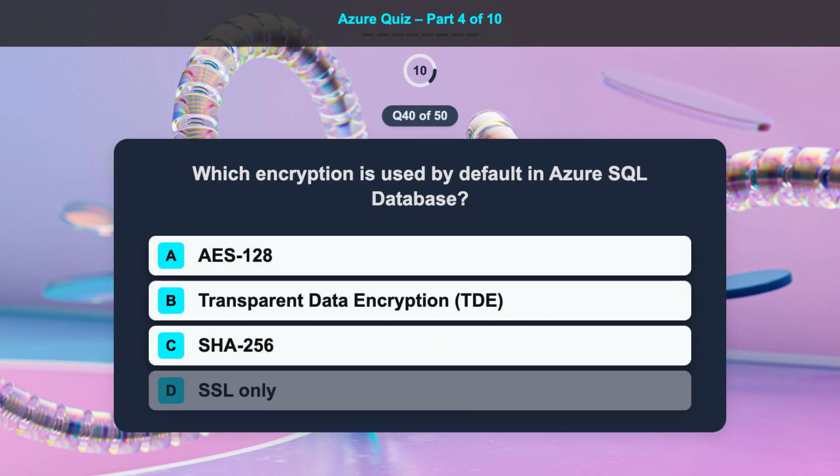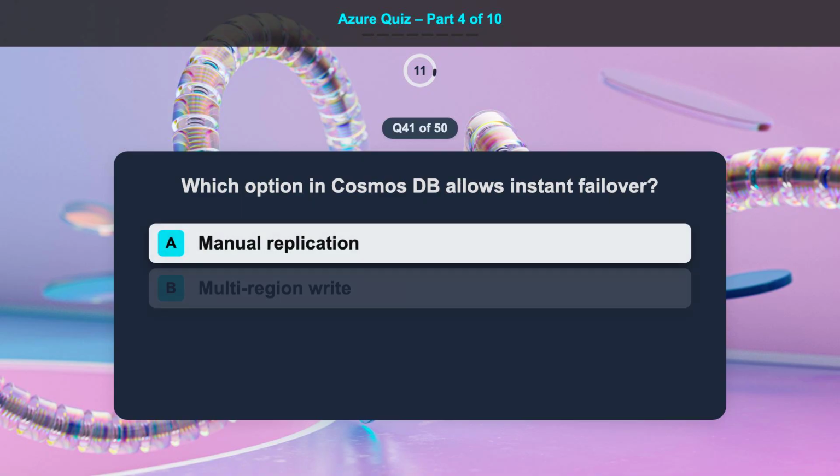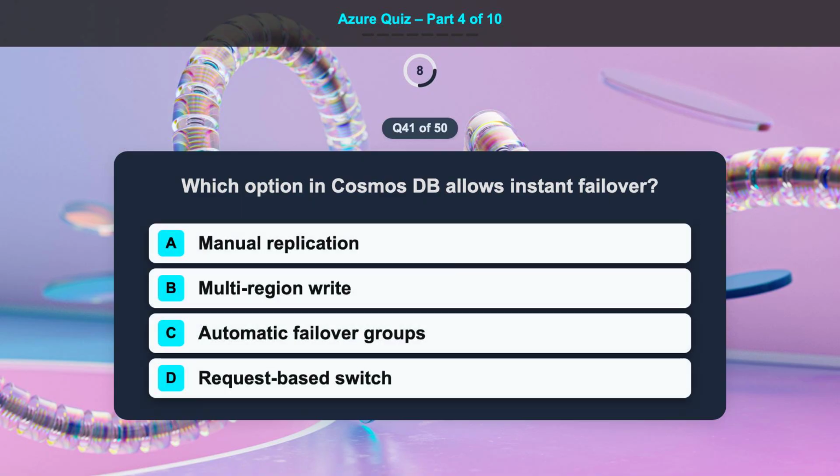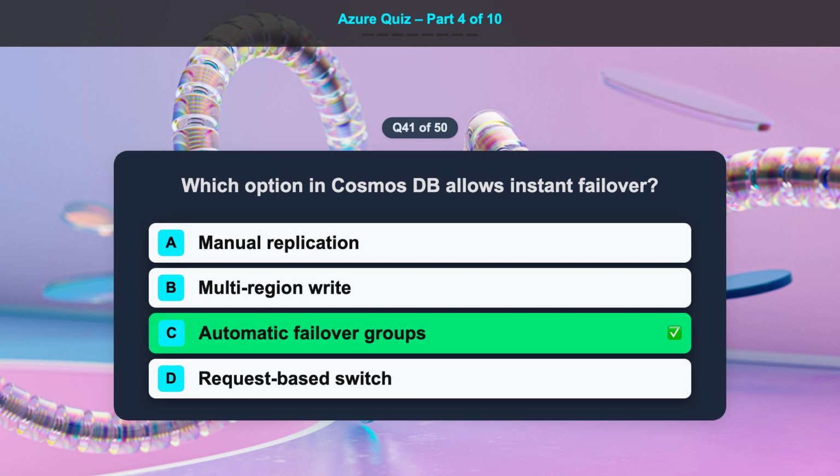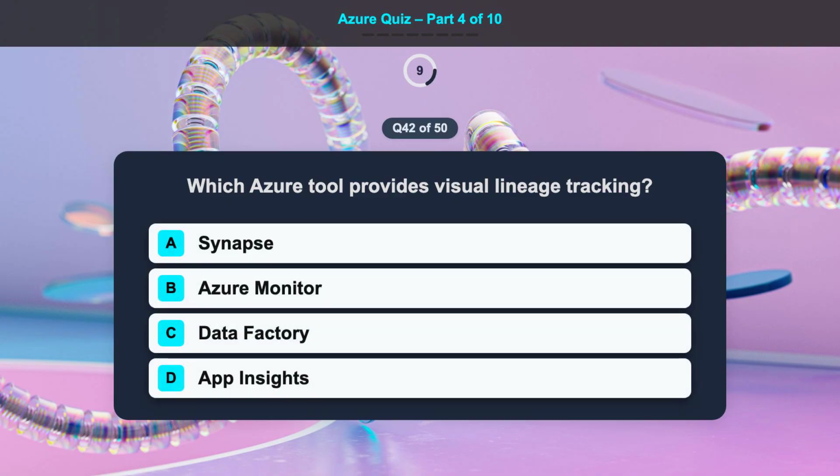Question 40. Which encryption is used by default in Azure SQL Database? Question 41. Which option in Cosmos DB allows instant failover? Question 42. Which Azure tool provides visual lineage tracking?